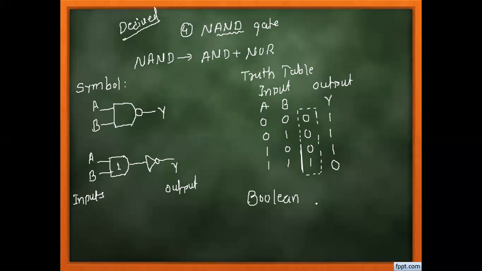We call it a Boolean equation, and that is nothing but Y is equal to the combination of AND gate, and the dot sign indicates AND gate, and if the output of this AND gate is connected to the NOT gate, then the Boolean equation for NAND gate is A dot B whole bar. So this bar indicates the NOT gate and the dot indicates the AND gate. So please take a screenshot of it.